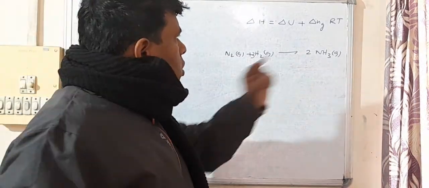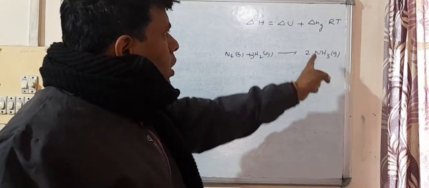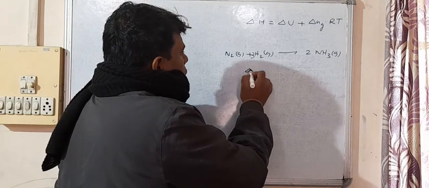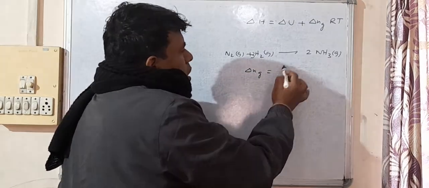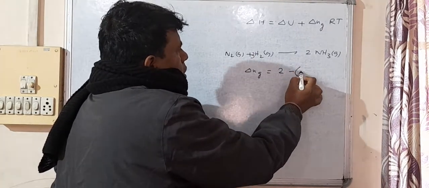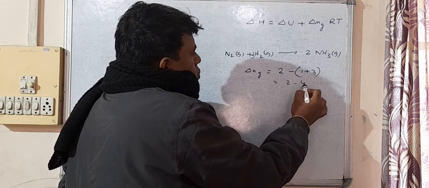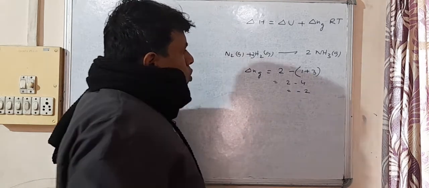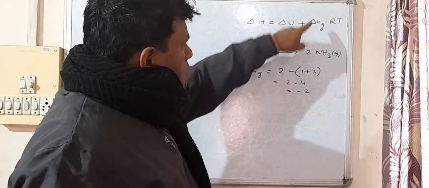So suppose this is a gaseous reaction. What is the value of delta Ng for this? Delta Ng value will be the product moles first. How many are there? 2, minus reactant. Reactant is 1 plus 3, so 2 minus 4, which is minus 2. So when we do numericals, we have to put delta Ng as minus 2.